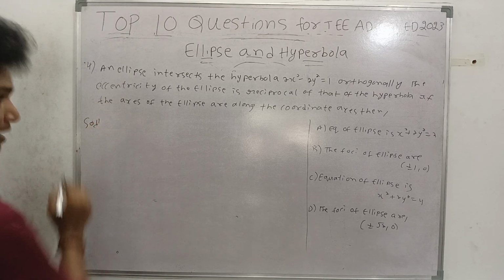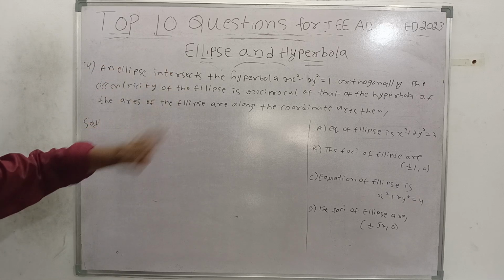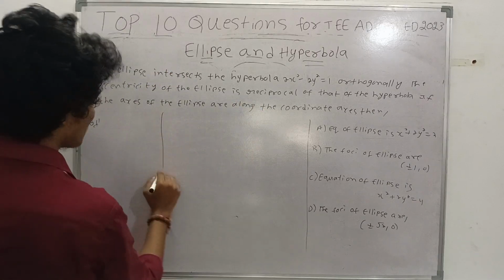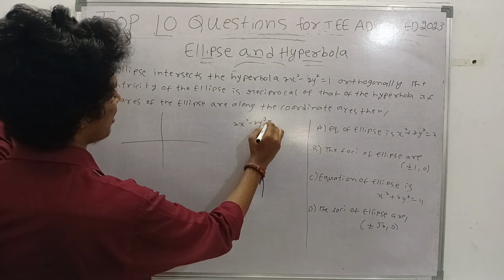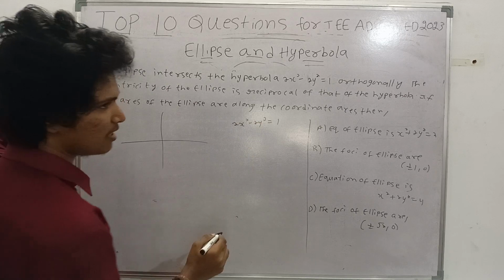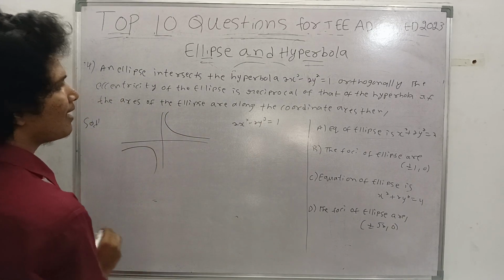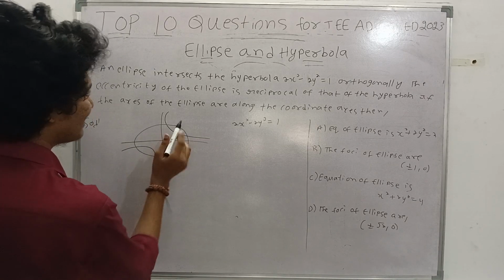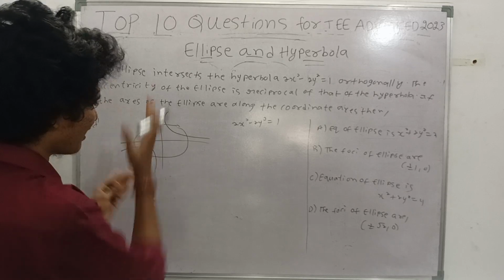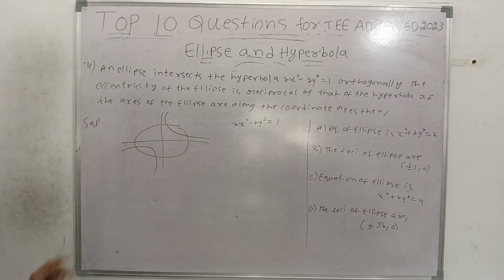So if you observe carefully what they have given, they are saying an ellipse intersects the hyperbola. They have given one ellipse and one hyperbola. If you observe carefully, this is a special type of hyperbola, because here the constants are the same. So it will be a rectangular hyperbola. And there is an ellipse intersecting this, and this ellipse's major axis and minor axis are along the x-axis and y-axis. So this is a perfect figure.